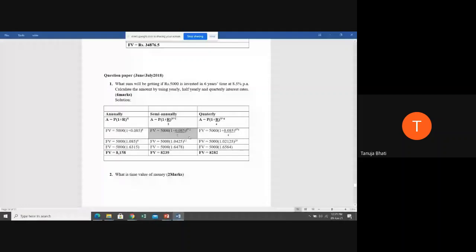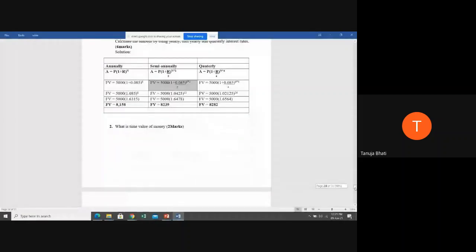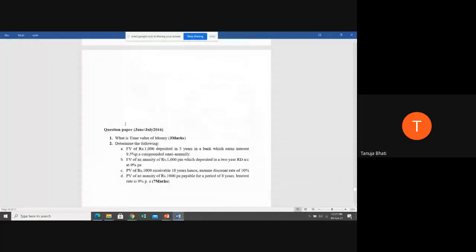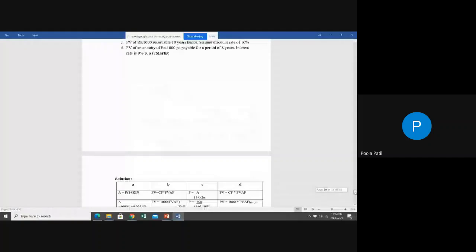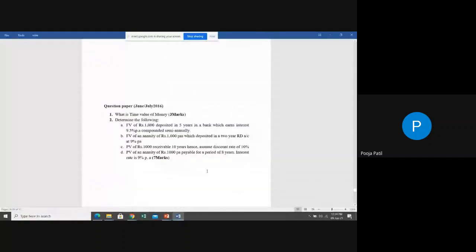So now let us move ahead to the next question paper, question paper for June July 2016. So now again, time value, what is time value of money? This is again a frequent theory question that is asked for 3 marks. Can anyone now tell me what is time value of money? Yes, students. Value of money changes with time. Though the amount of money may be the same, the value of money changes with time.